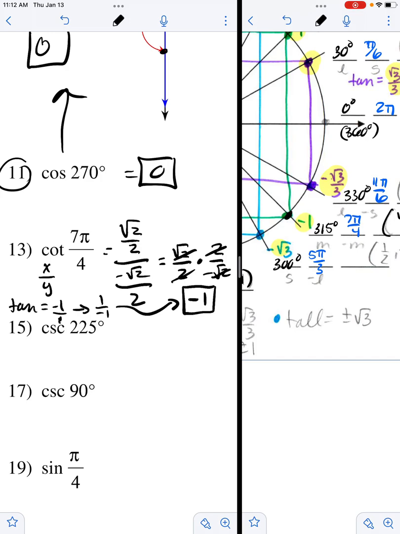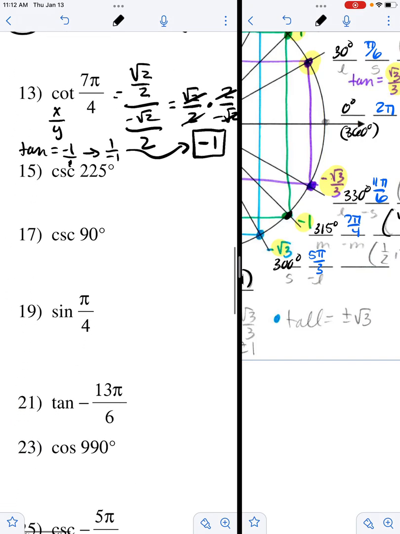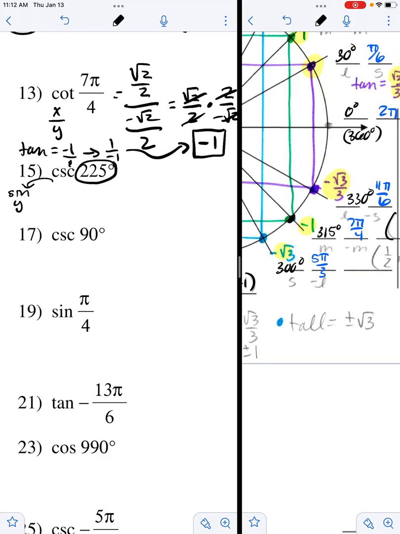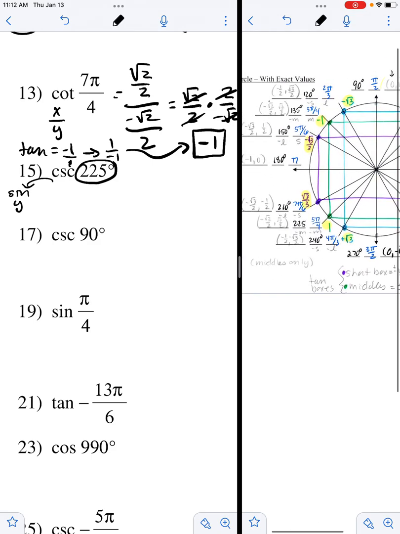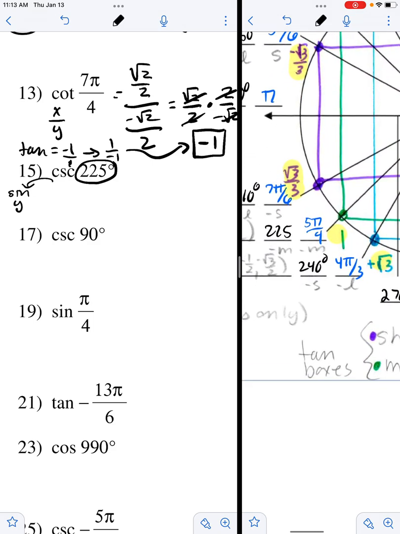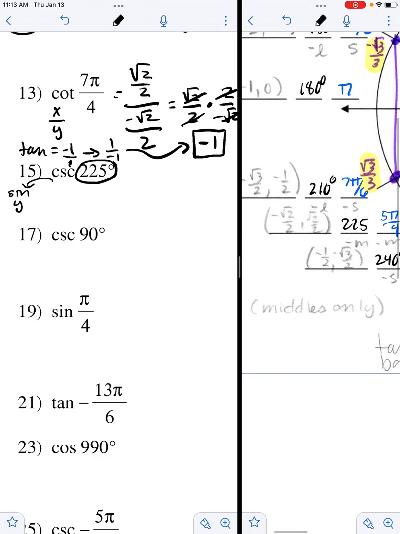Sorry, you can flip over the coordinates. Okay, cosecant. So think about that. Cosecant flips over the sine, so it flips over the y. So let's find the y at this value and then flip it over. So 225 is right here. So at 225, my sine is root 2 over 2.